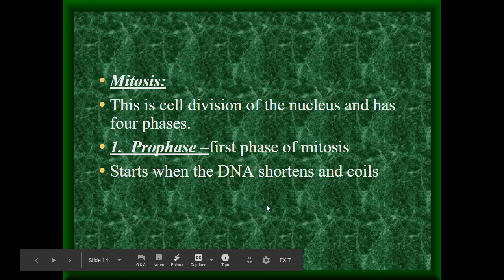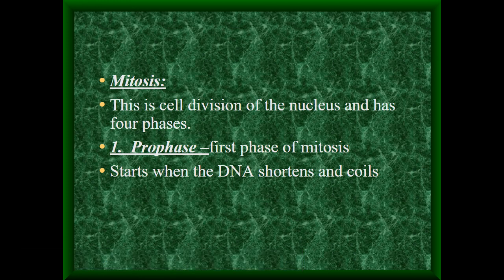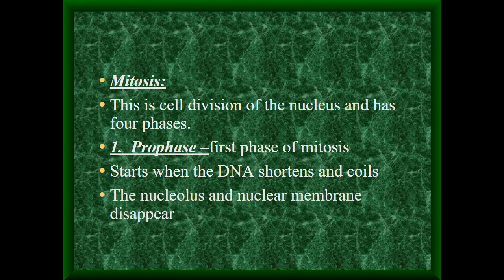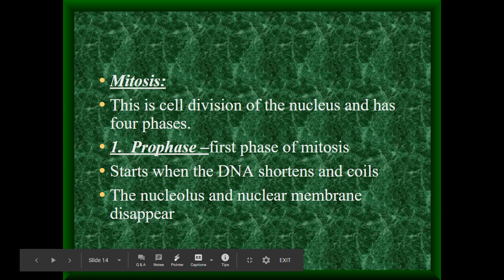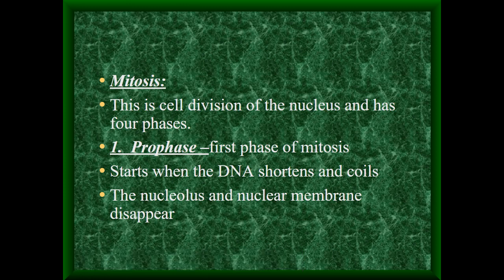Mitosis. This is after interphase. Mitosis goes into prophase, which is the first phase. This is what starts. So if we go to here, we see prophase in the cell. This is your picture of prophase. As this happens, the DNA shortens and coils. So it's shortening and coiling. That's why you can't really see it as well.